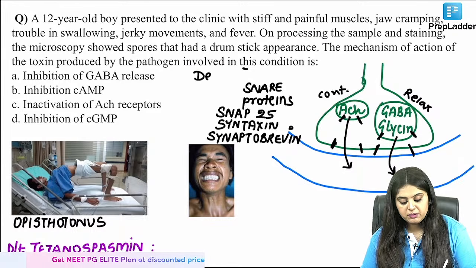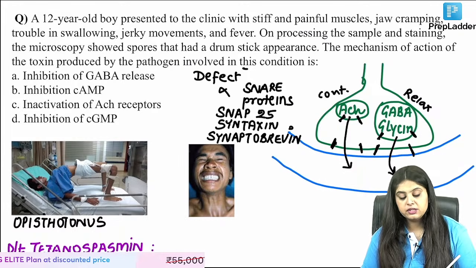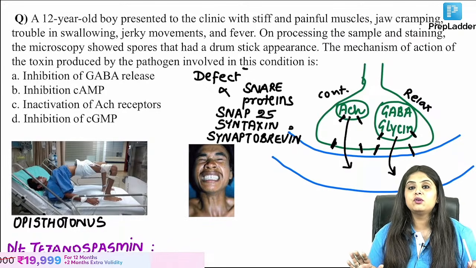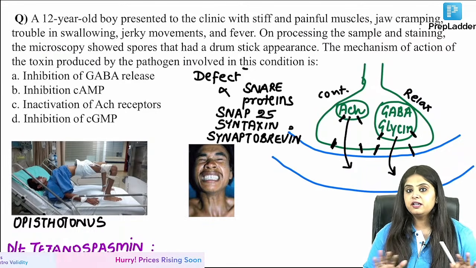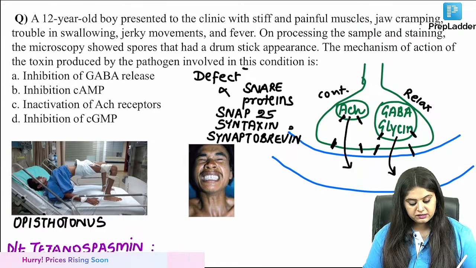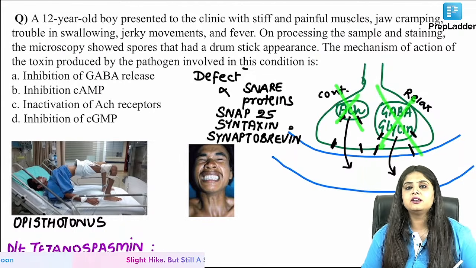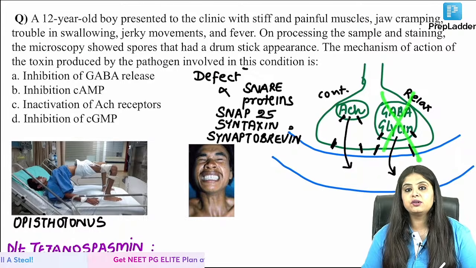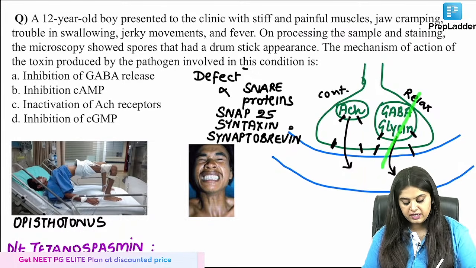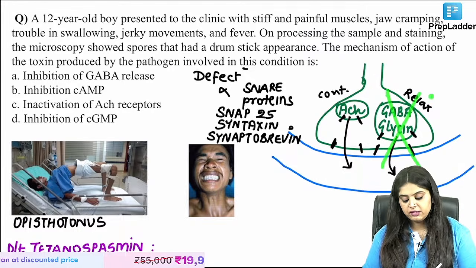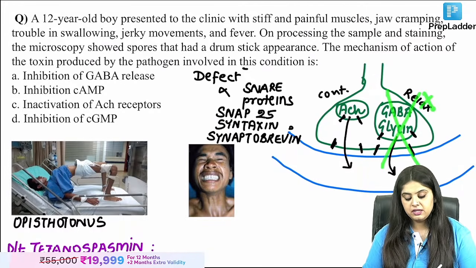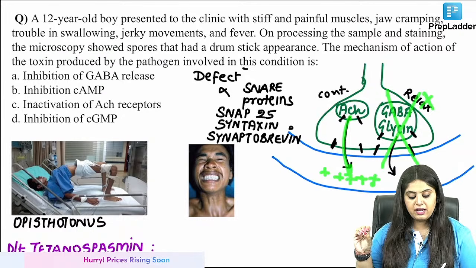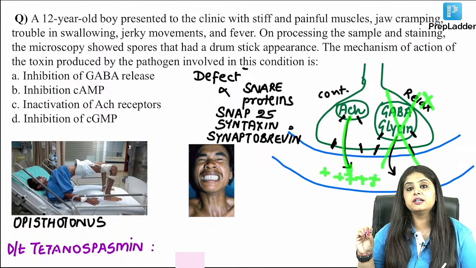So the basic problem that happens in both the situations, whether it is tetanus or whether it is botulism, is SNARE proteins are not able to fuse. Now when SNARE proteins will not fuse, this means acetylcholine will not come out, GABA glycine will not come out. बस अब disease देखना है. When GABA and glycine does not come out, let's assume situation number 1, GABA and glycine does not come out, this means ma'am relaxation will not happen. Acetylcholine is coming out, contraction होता रहेगा, relaxation will not happen. What will that result in? That will result in tetanus.